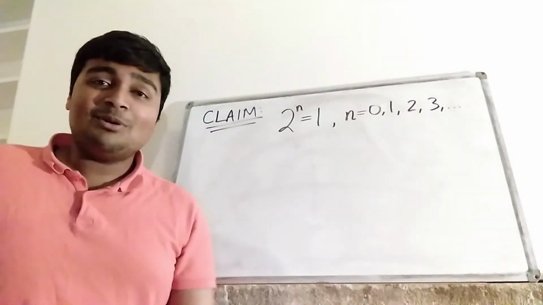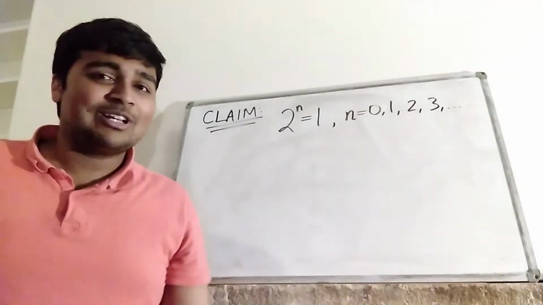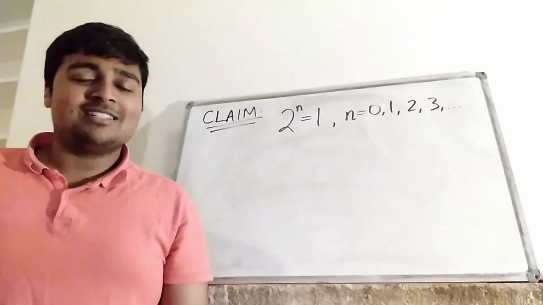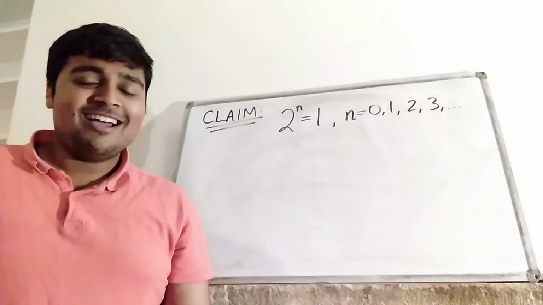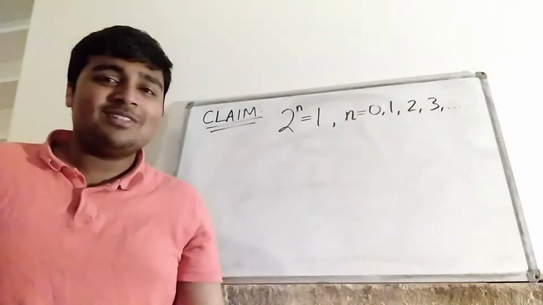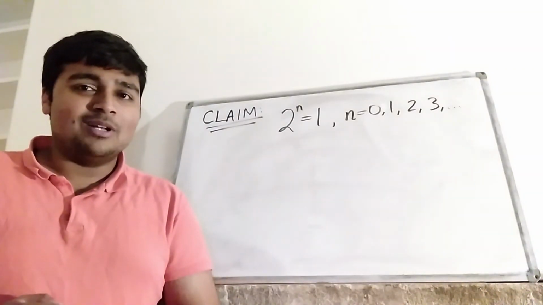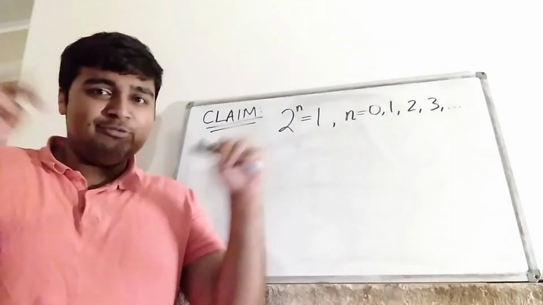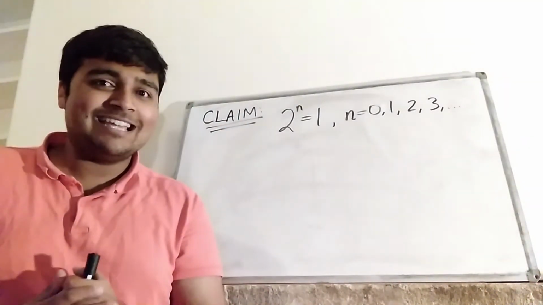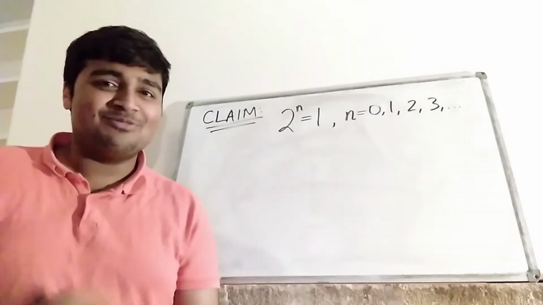Now, of course, this is bogus. This is clearly not true. If I just look at the case n equals 1, 2 to the 1 is 2, which is definitely not 1. And in fact, for n bigger than or equal to 1, 2 to the n is bigger than or equal to 2, and thus definitely not equal to 1. But I'm going to prove that this statement holds and see if you can spot the flaw.